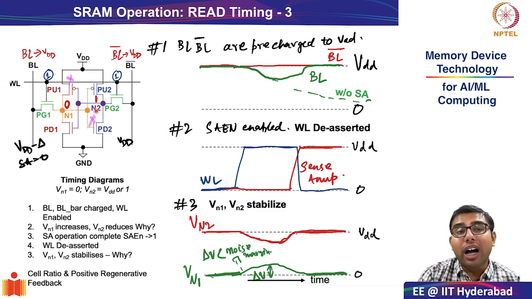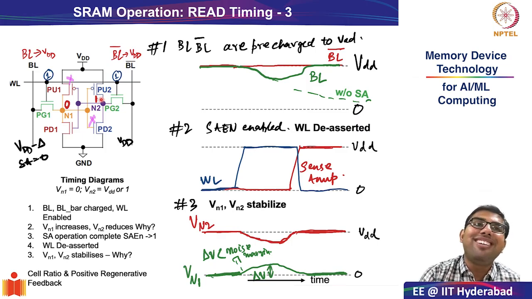Here I would like to ask you two open questions, which I would like you to think about, and maybe we will discuss in the next class. The first question is, we saw through our dynamic analysis that voltage node N2 is also getting disturbed a bit. If voltage node N2 becomes VDD minus delta V, is our initial assumption that pass gate 2 is off still valid?